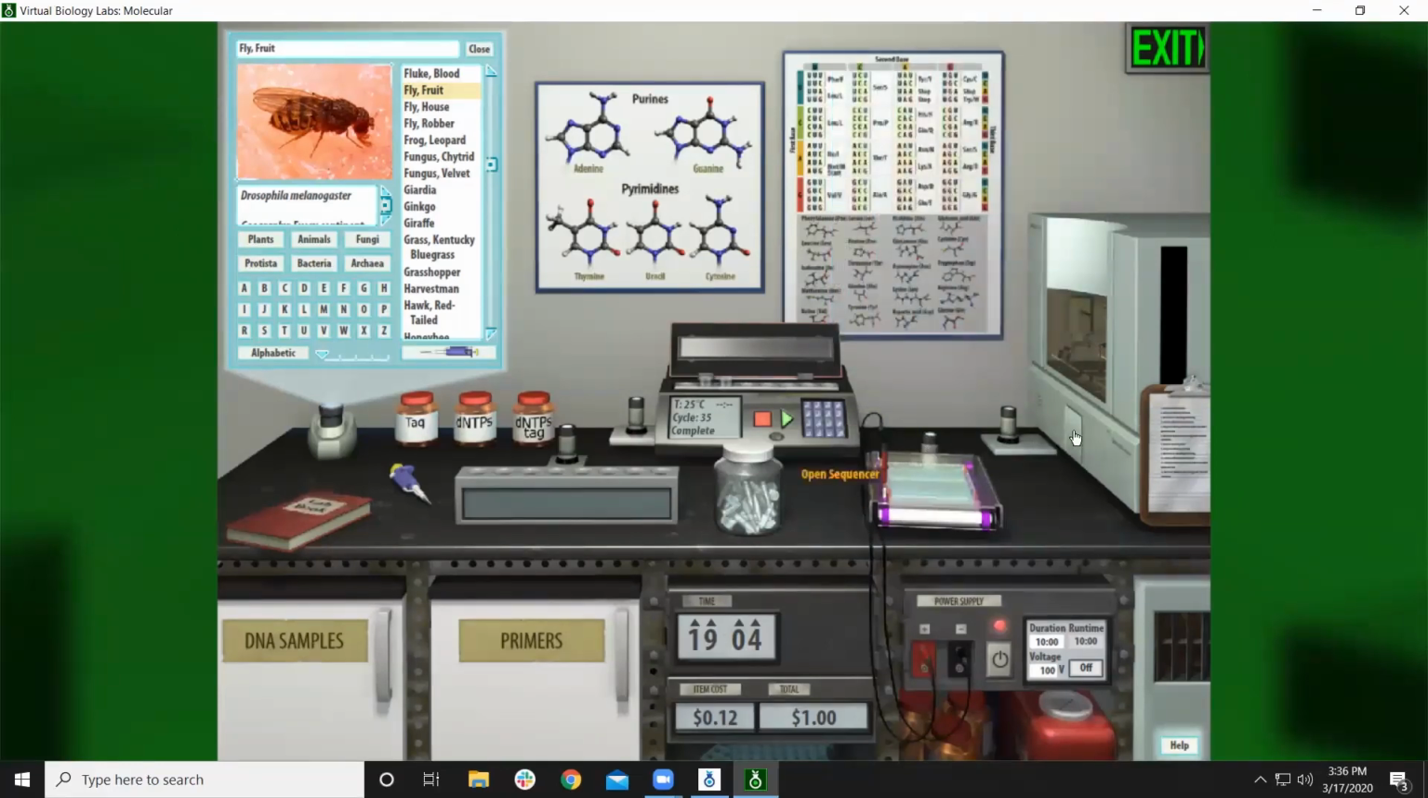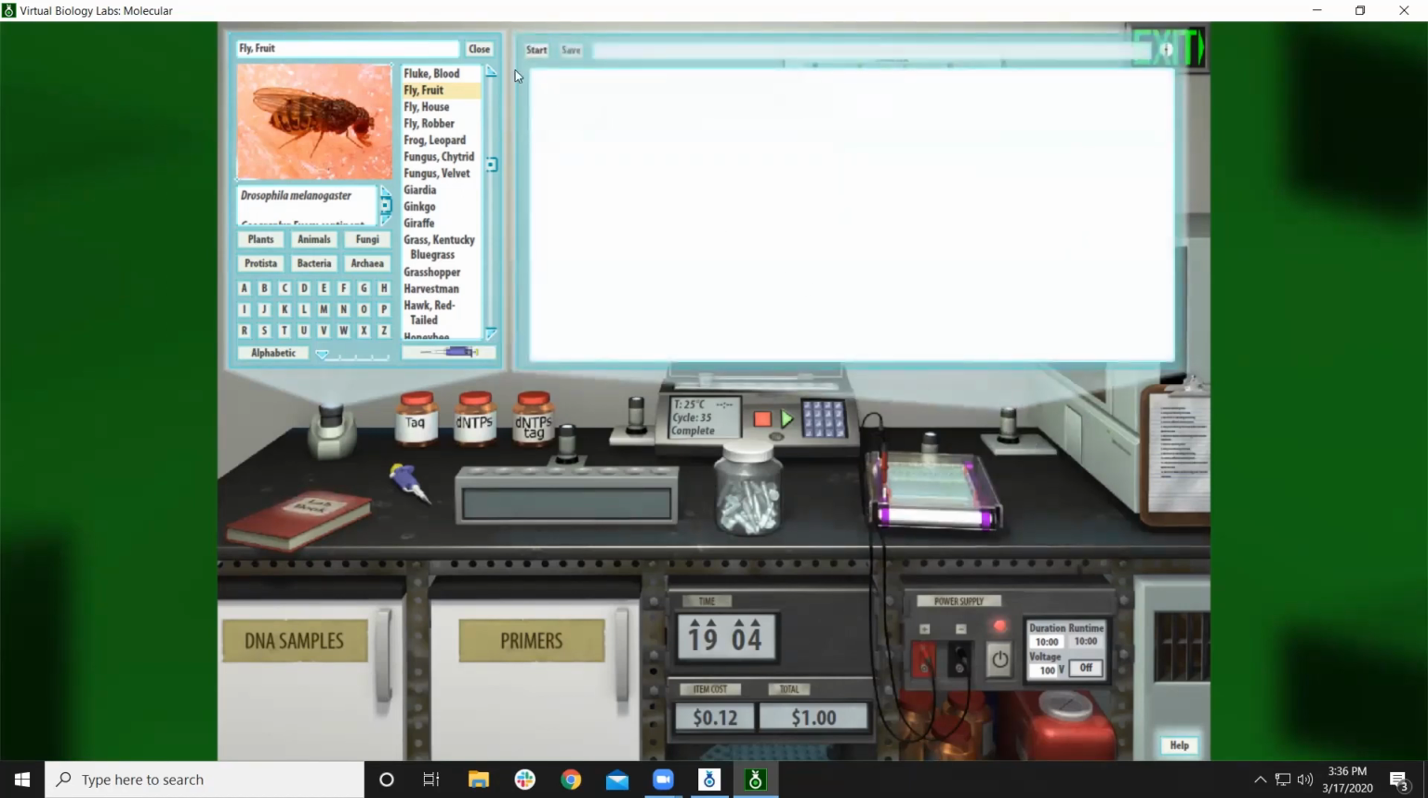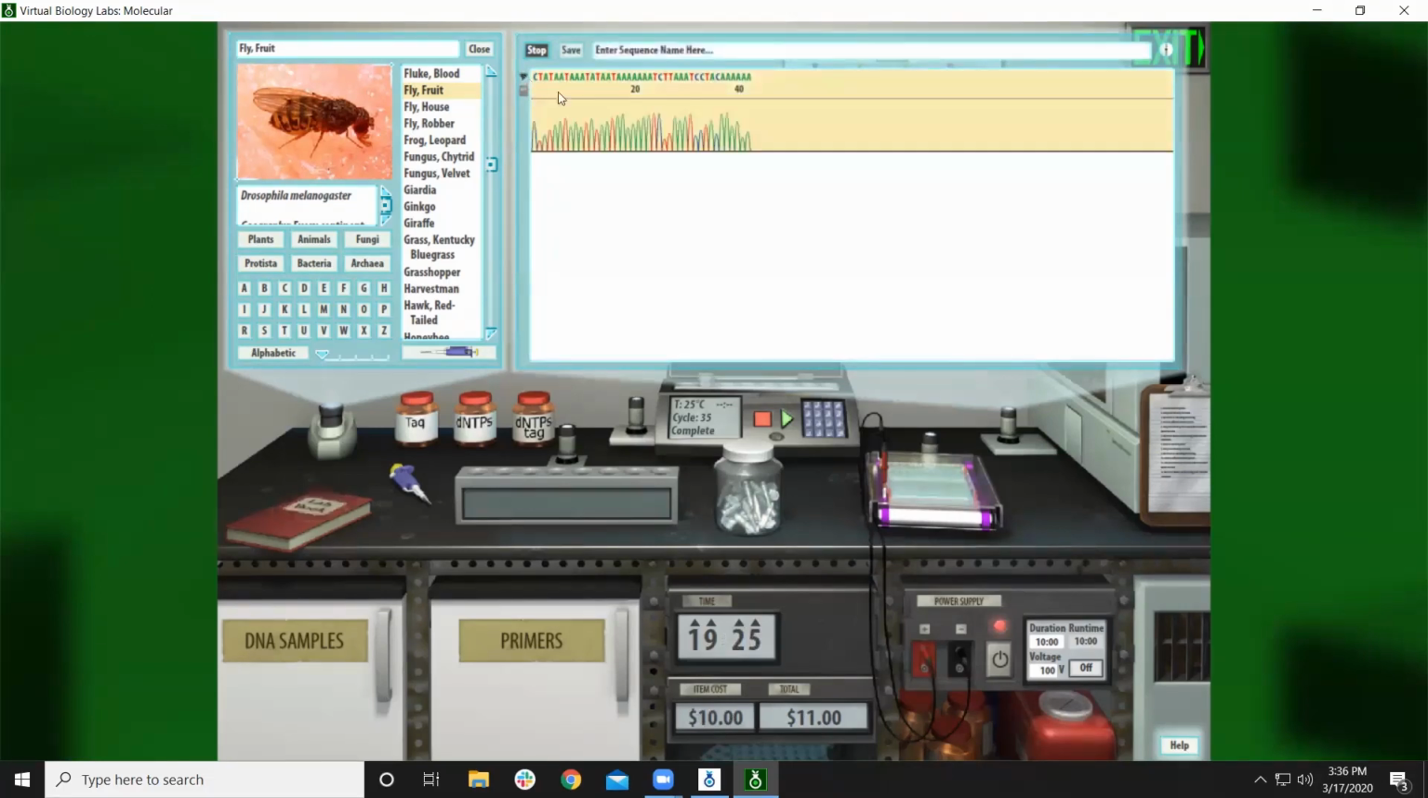Now what I can do is take it to my sequencer, take one of these, drag it to my sequencer, close it, and now I can start the sequencing process. I don't know how long it takes. So now you can see that I'm advancing my time. I can see my chromatogram as it comes off. And you can go do this and do a chromatogram here.